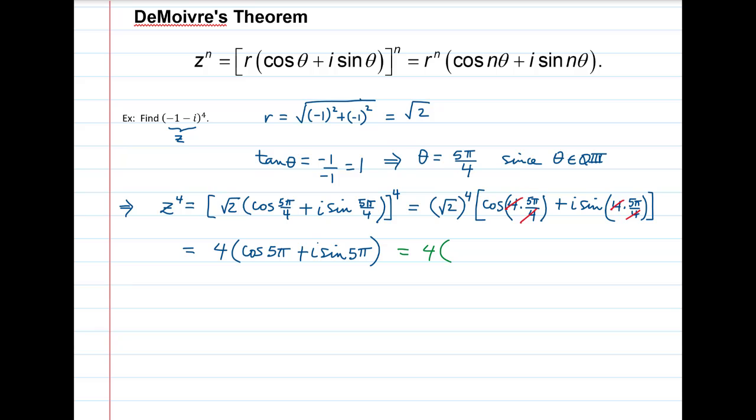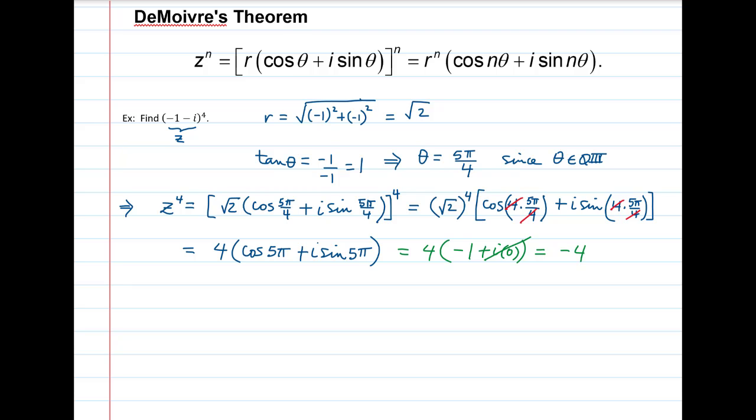Now 5 pi is coterminal with pi, so cosine of 5 pi is the same thing as cosine of pi. Cosine of pi is -1. Sine of pi is 0, which eliminates that imaginary part. So we end up with 4 times -1, which is equal to -4. So notice how that power, -1 minus i to the 4th power, is just -4, which is a real number.